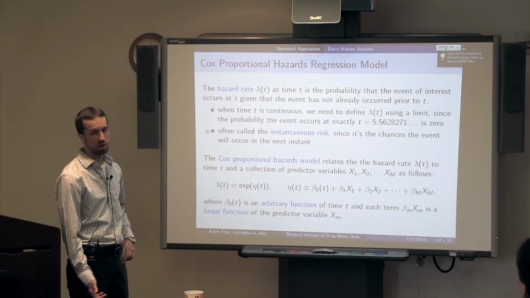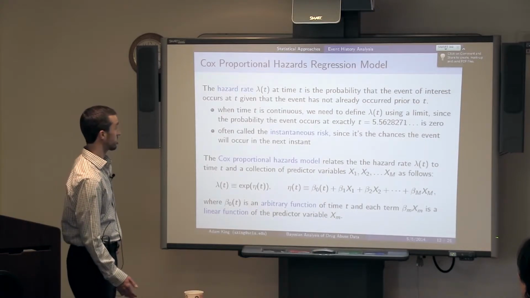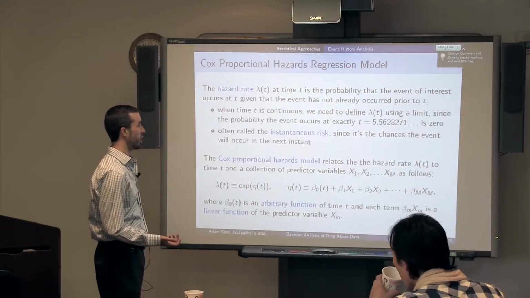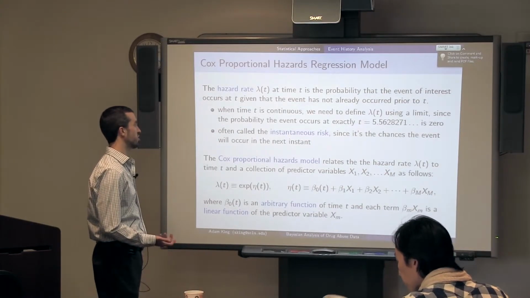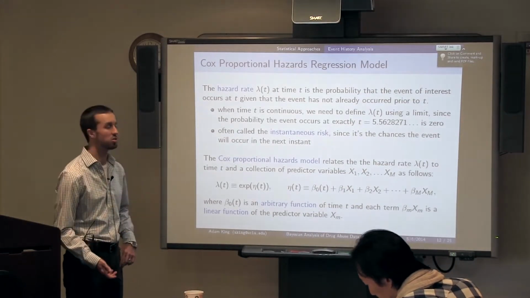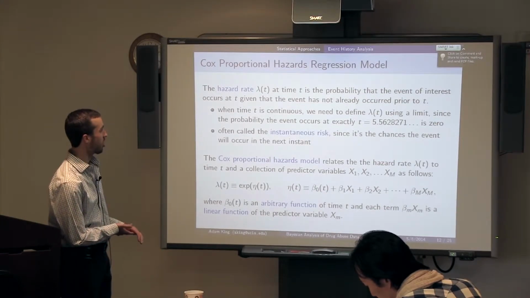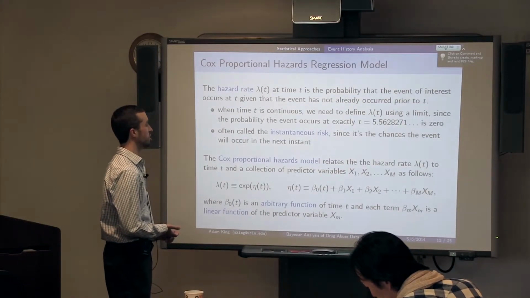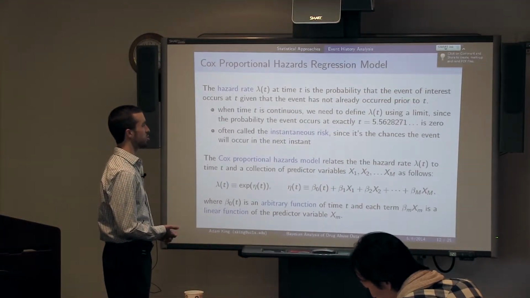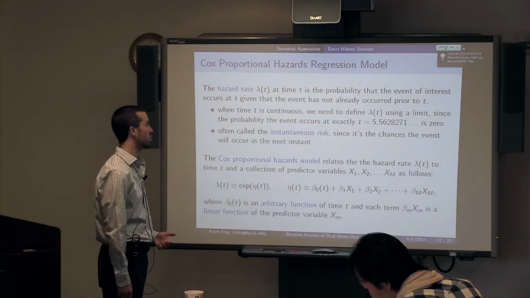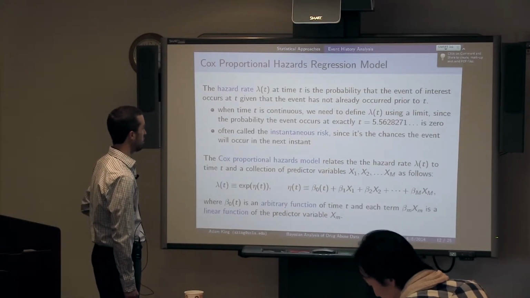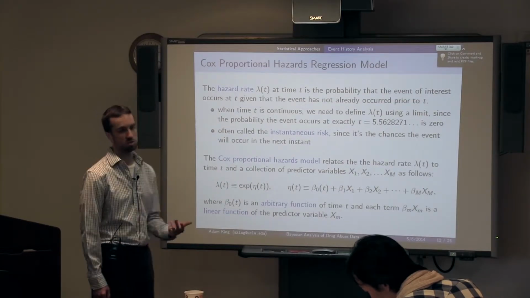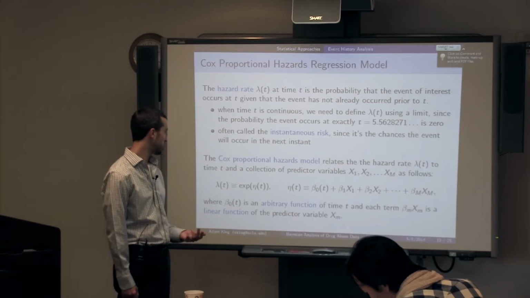Okay, so the most common way that we analyze event time data is with the Cox proportional hazards regression model. This is essentially a regression model for what's called the hazard rate, which is just the probability that the event of interest occurs at some time t, given that the event has not already occurred. And when time t is continuous, we actually have to define this in terms of a limit. Time is actually going to be discrete for the model I'm describing, so it actually is a true probability. This is also called the instantaneous risk, since it's just the chances that the event of interest occurs in the next instant, given that it has not already occurred.